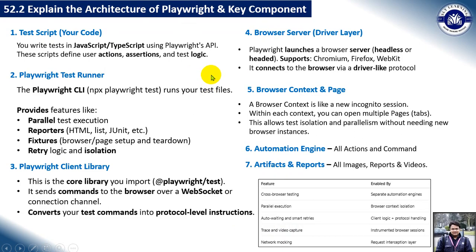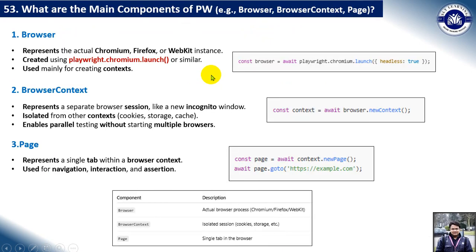Okay, so the next question will be: what are the main key components of Playwright? When we say key components of Playwright, you always need to make sure you understand the question correctly. You need to say, okay, in terms of the architecture or in terms of the functionality.